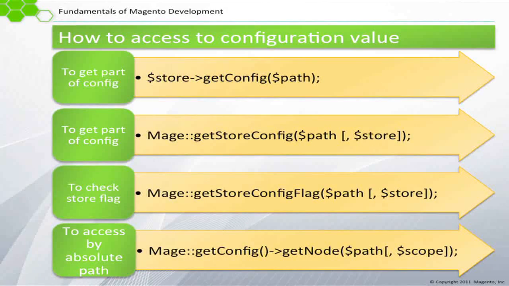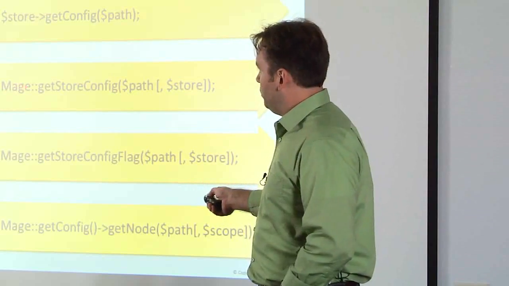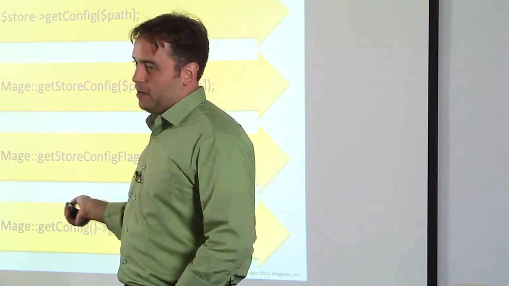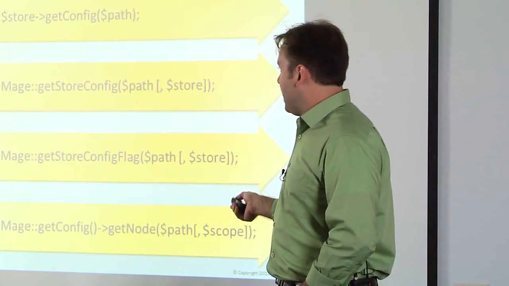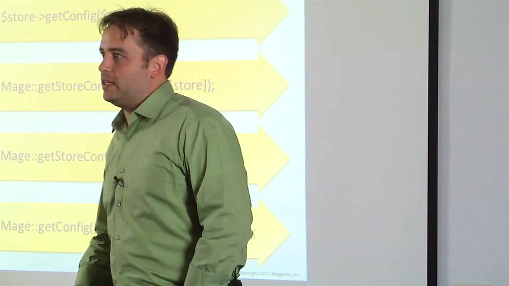Here's where we start to get practical. If we have a store object, we can simply say getConfig and specify an XPath, and we'll get a configuration value, whether it's been specified at the store level or comes to us from the default scope. If we want to get part of a config, we can specify a path here, and we can do this anywhere in the application using this static method. We can pass in a path, and if we want, we can specify a store code or ID.